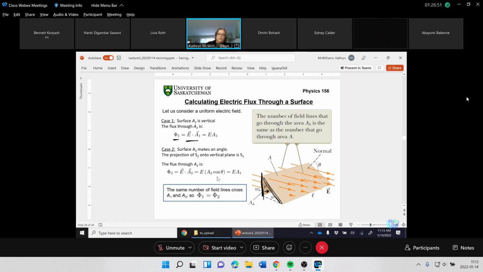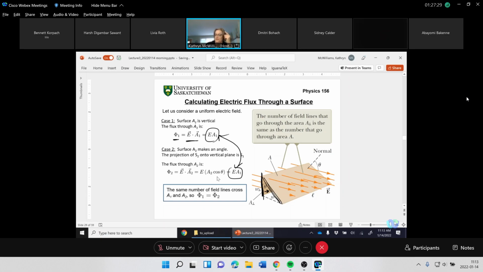E dot A2, because there's an angle between the surface normal and the electric field, the dot product has this cosine term, right? So E dot A2 is E A2 cos theta, but A2 cos theta is just A1. So we basically have the same number of field lines passing through A1 and A2, which is exactly what we want, because the same number of E vectors do pass through there, okay? If we multiplied E times A2 without the dot product, we would get a larger number.